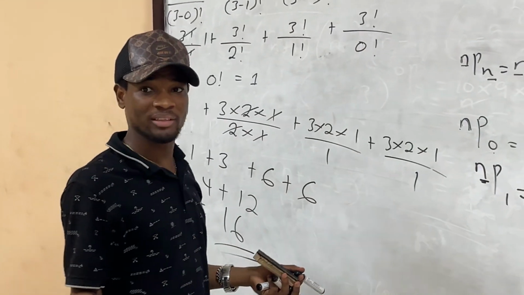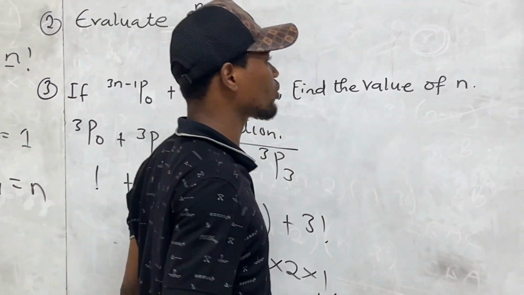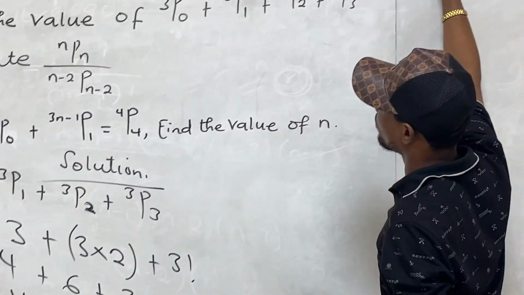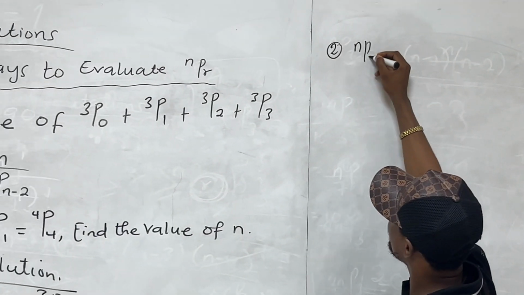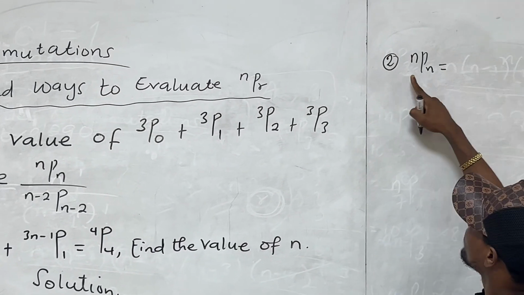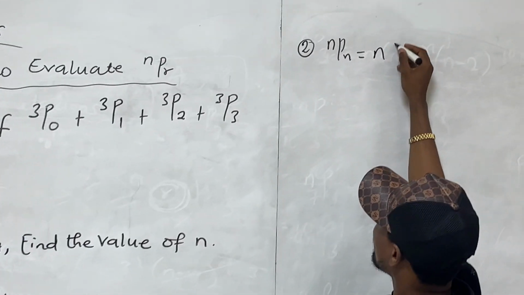Have you seen how simple it is? Okay, good. Now, let's consider the second question. So the second question, viewers, remember we said this: n permutation n is equal to, because n and n here they are common, you pick n, then you add factorial to it.